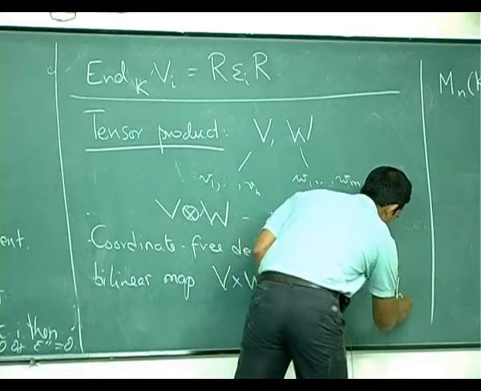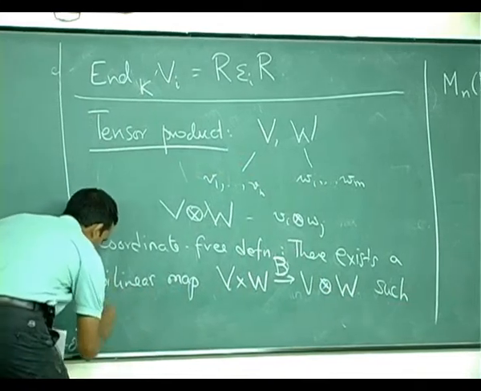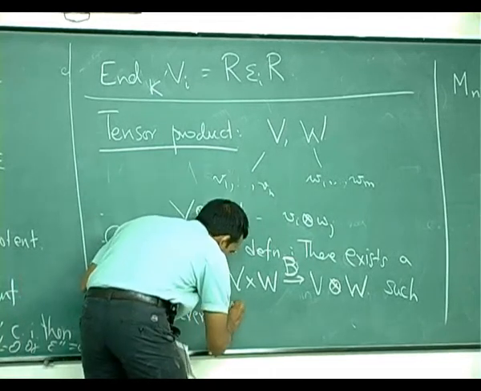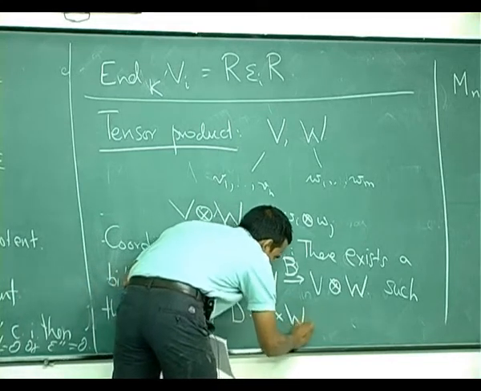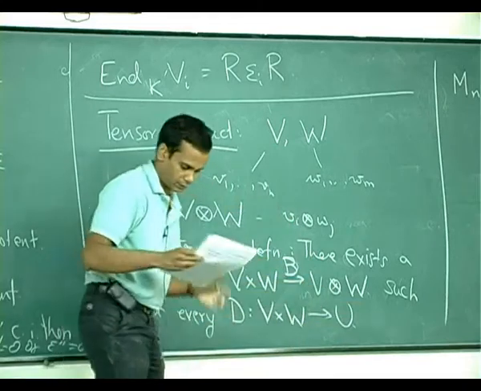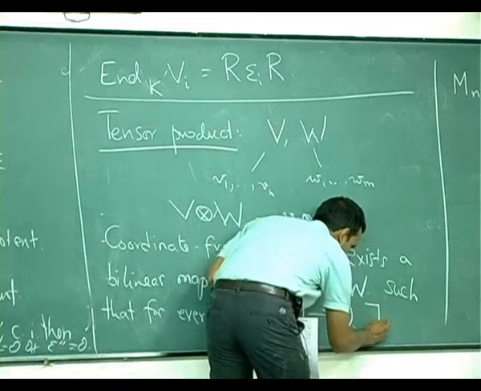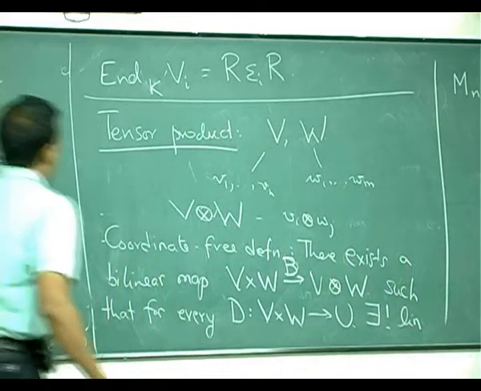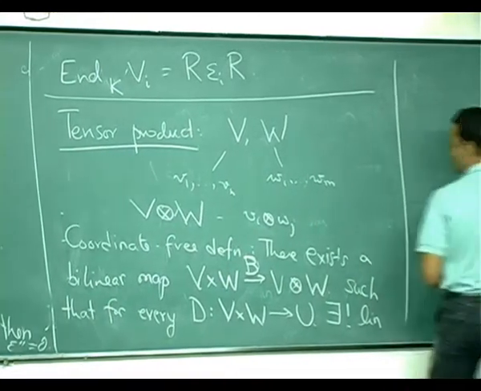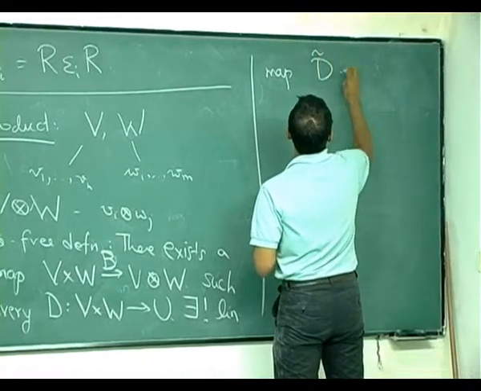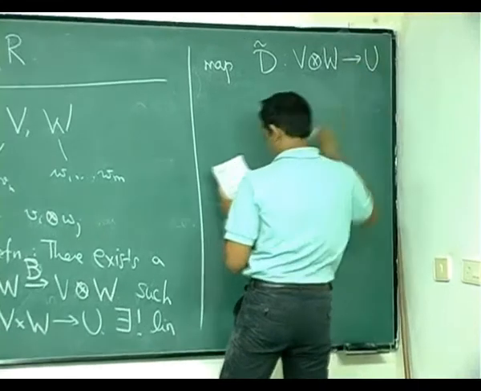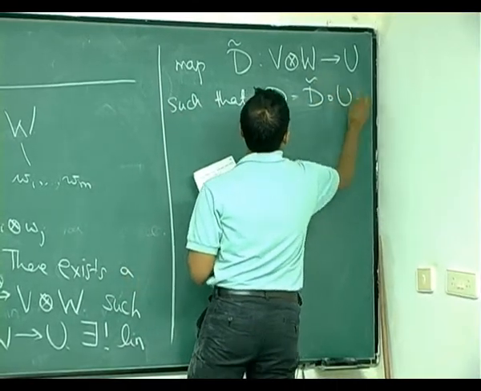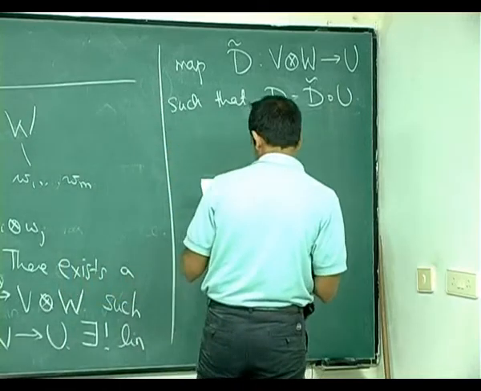Such that for every vector space U and a bilinear map D from V cross W to U, so whenever you have a bilinear map from V cross W to any vector space, there exists a D tilde from V tensor W to U such that D is D tilde composed with B. So this is the modern category theoretic definition.